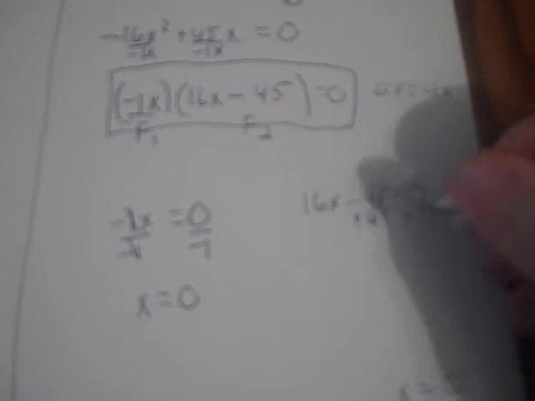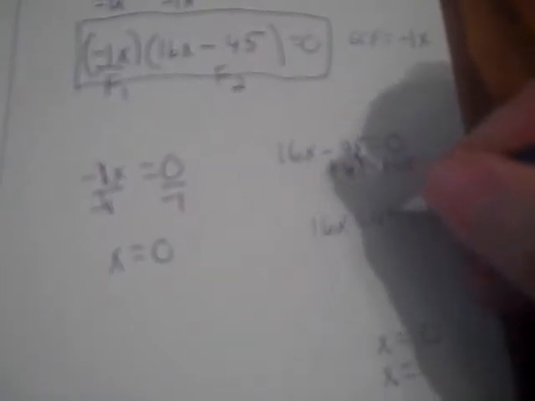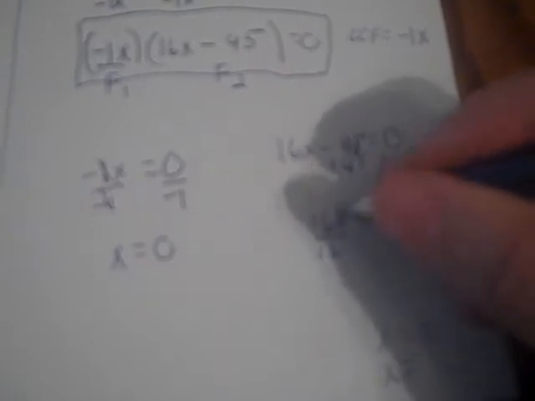And then here we add 45 to both sides. And 16x times x equals 45, so we need to divide 45 by 16. It's a decimal, but it's a story problem, so we're going to write the decimal. So we're going to write 2.8. Okay, now the 2.8 is the answer I want to put down.